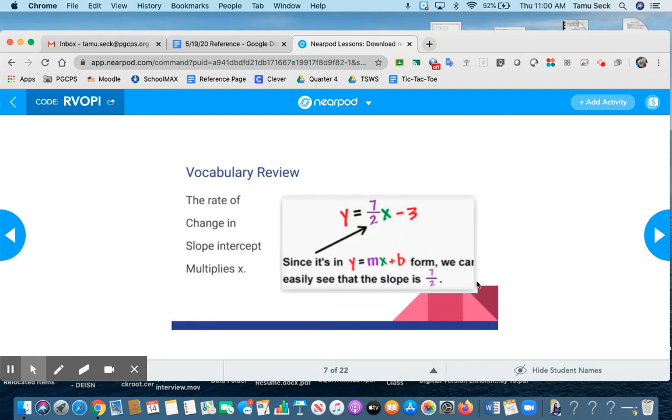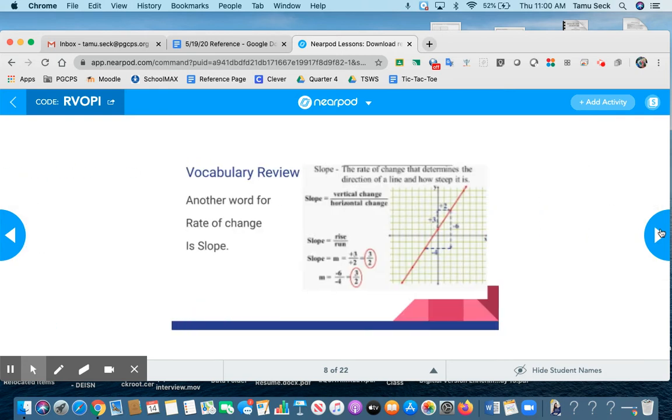The rate of change is interchangeable with slope for today's lesson. So the rate of change is the slope. It's the number in front of x. It's the number that multiplies x. So in this problem, the rate of change is 7/2.